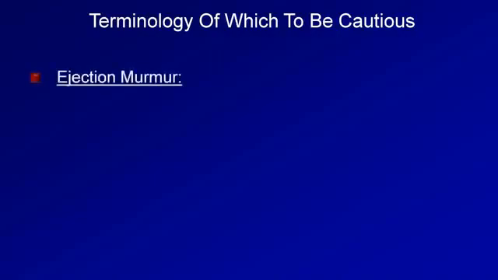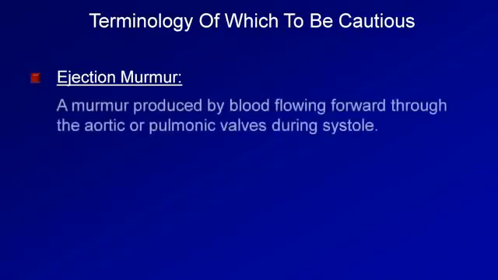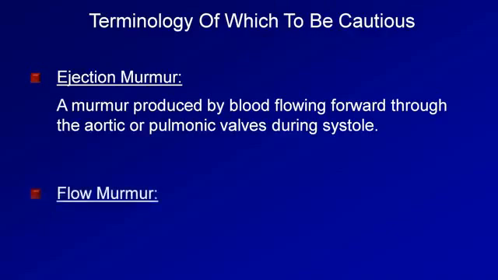First is ejection murmur. The term ejection murmur specifically refers to a murmur that is produced by blood flowing forward through the aortic or pulmonic valve during systole. They can either be pathologic or benign, and can be the result of either primary valvular pathology or an example of the next term, a flow murmur.